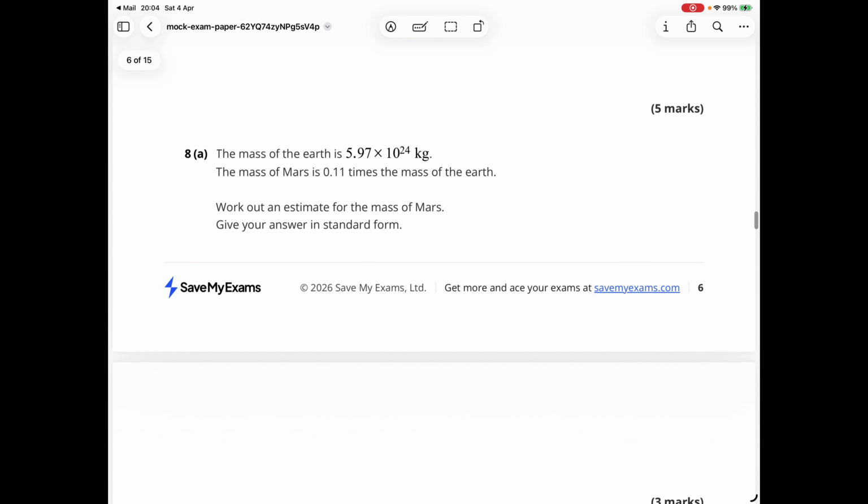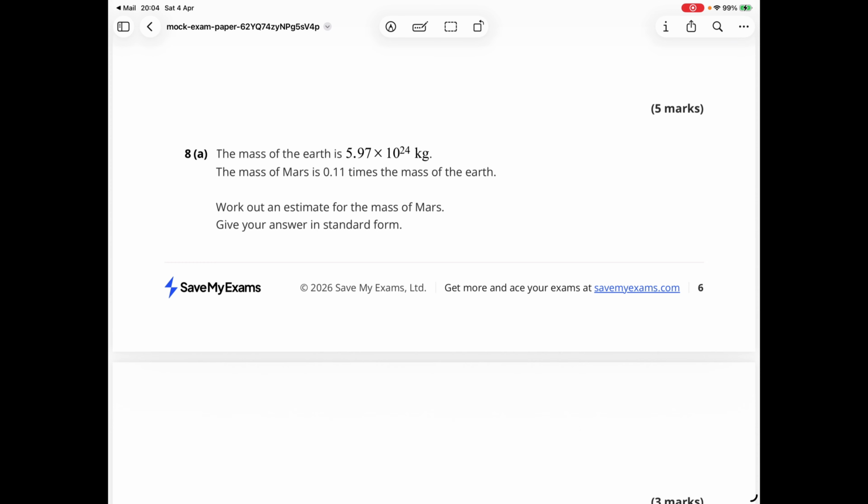The mass of the Earth is, gosh, it's quite big, isn't it? 5.97 times 10 to the power 24 kilograms. The mass of Mars is 0.11 times the mass of the Earth. Oh, it's considerably lighter. So it's about a tenth. Work out an estimate for the mass of Mars and give your answer in standard form.